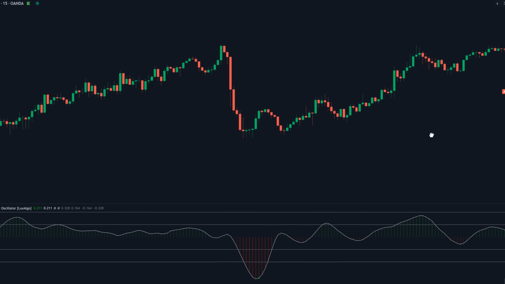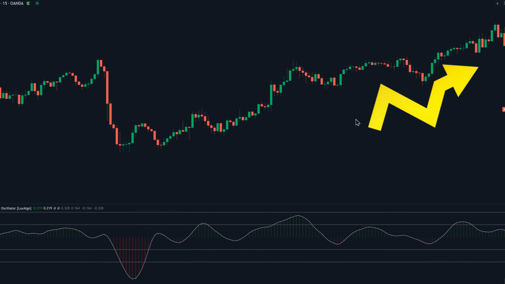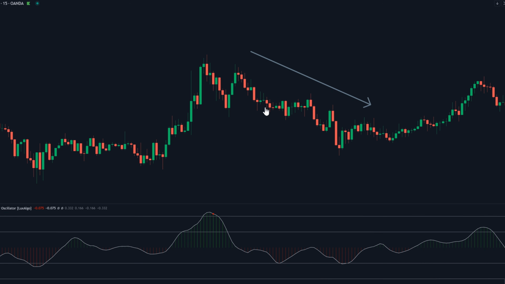To identify a bullish trend, we're gonna look for an area where this indicator displays a green histogram under the Hull Butterfly Oscillator. So like here, this indicates a bullish trend. Conversely, this area indicates a bearish trend because this histogram was colored red. Simple.